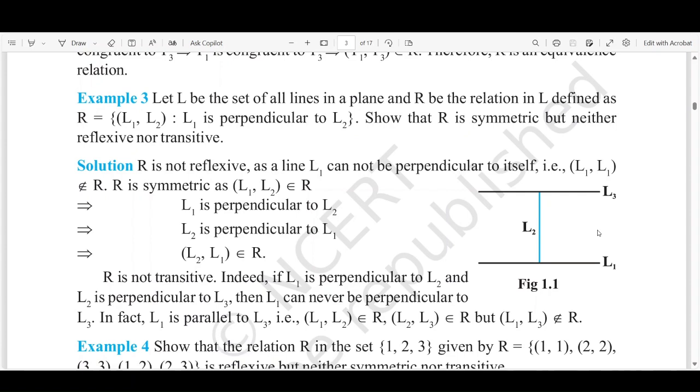First, let us take the property reflexive. When can you say a relation is reflexive? If every element is related to itself, then we call it reflexive. So if you take any one element L1, we have to check whether it is perpendicular to itself. But this is not true. Therefore, the relation R is not reflexive. Moving on to the second property, symmetric. If you take two lines L1 and L2 such that L1 is related to L2, that is L1 is perpendicular to L2, now we have to check whether L2 is perpendicular to L1.